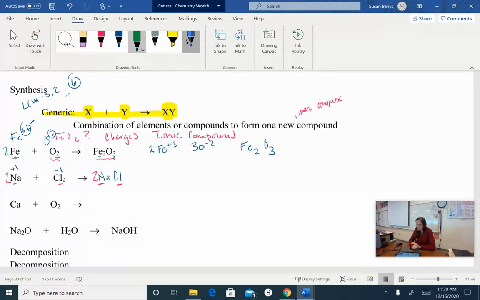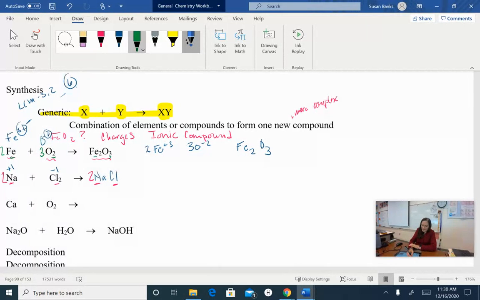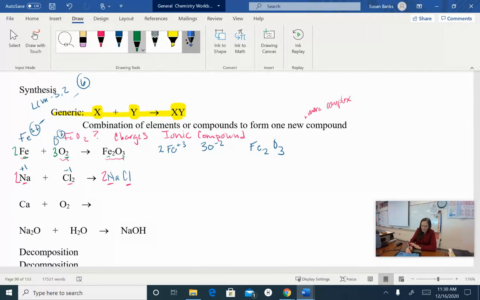What's my least common multiple between 2 and 3? 6. So I need to multiply my O2 by 3 to get 6 oxygen, and I need to multiply my Fe2O3 by 2 to get 6 oxygens. So 2 times 2 means I actually have to go back and put 4 irons there. Okay? So if you noticed, we pay attention to the charges.